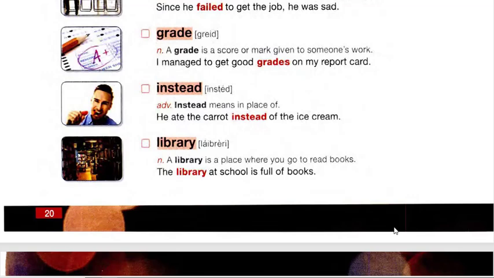Instead. Instead means به جای. This is an adverb، قید است. Instead means in place of. He ate the carrot instead of their ice cream، هویج را به جای چه خورد؟ به جای آیس کریم.